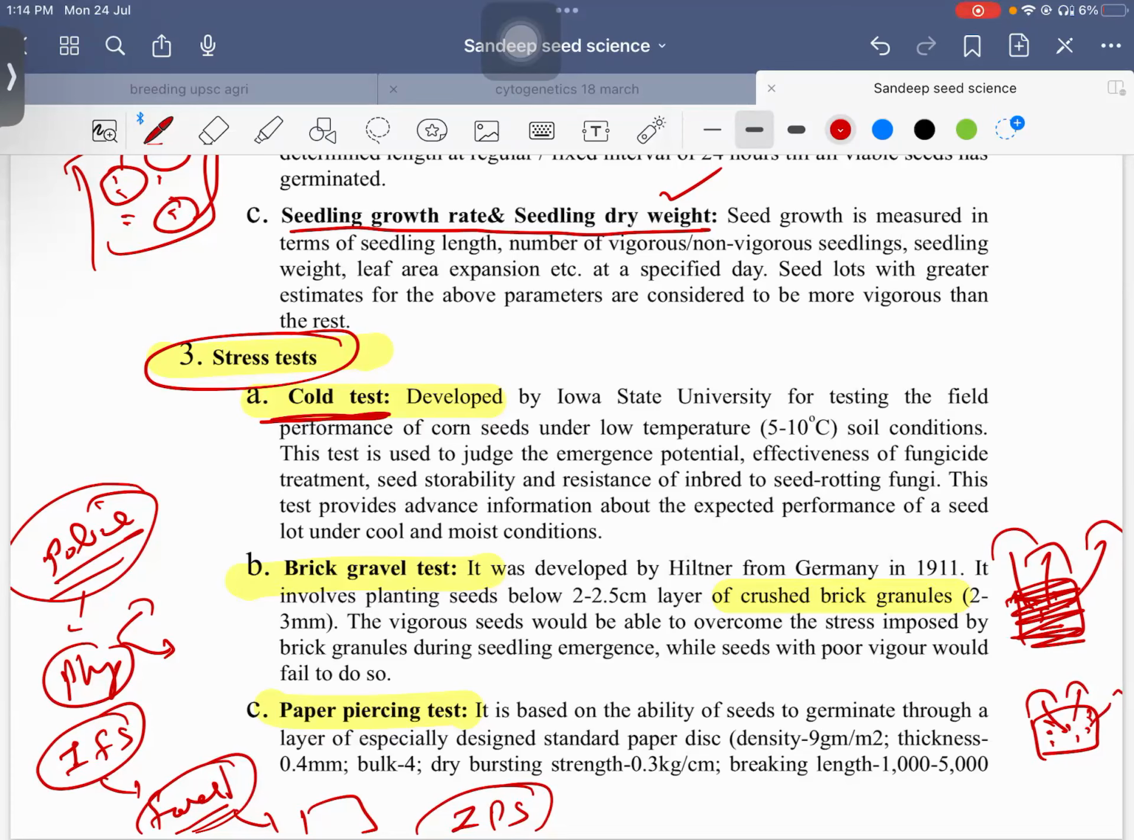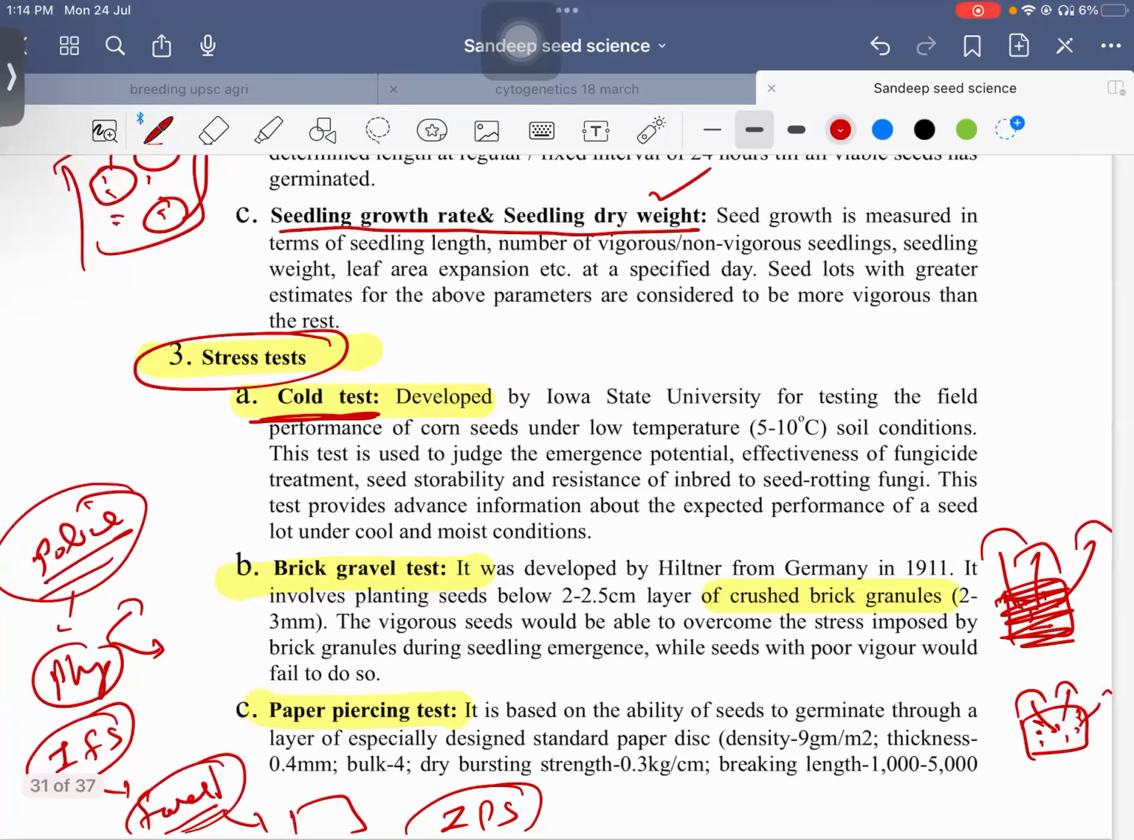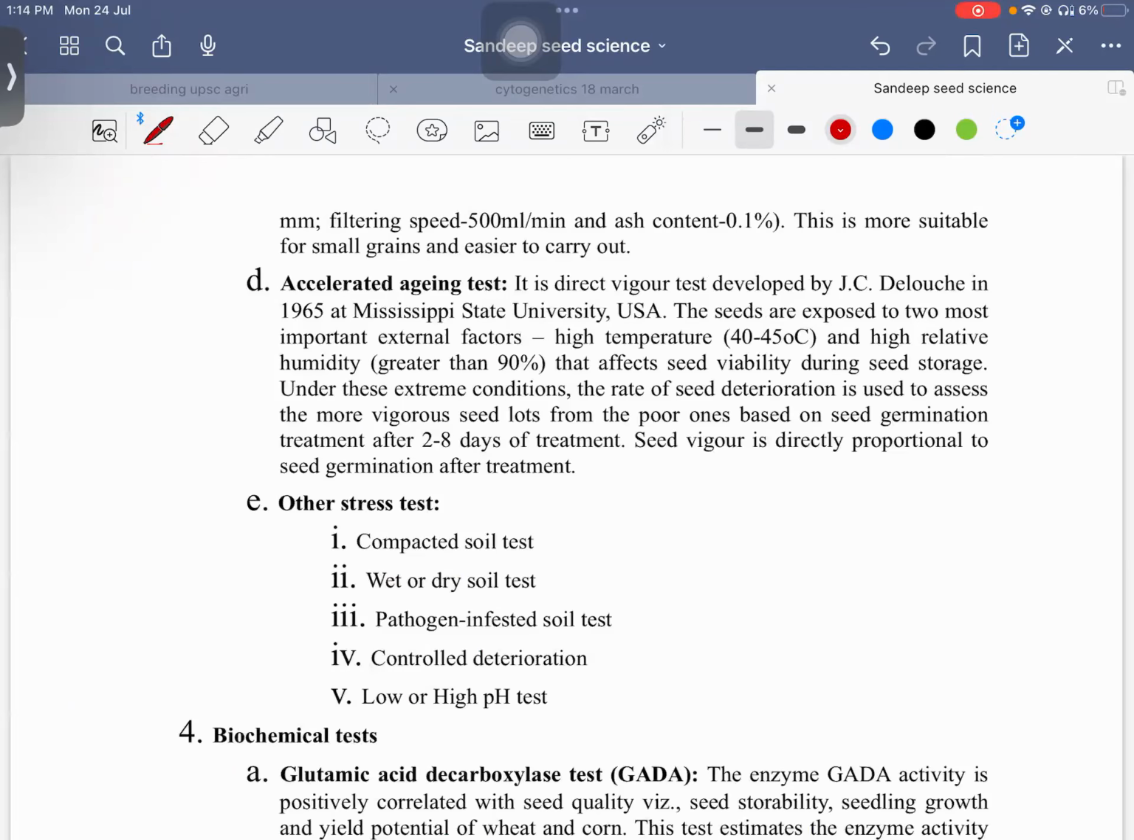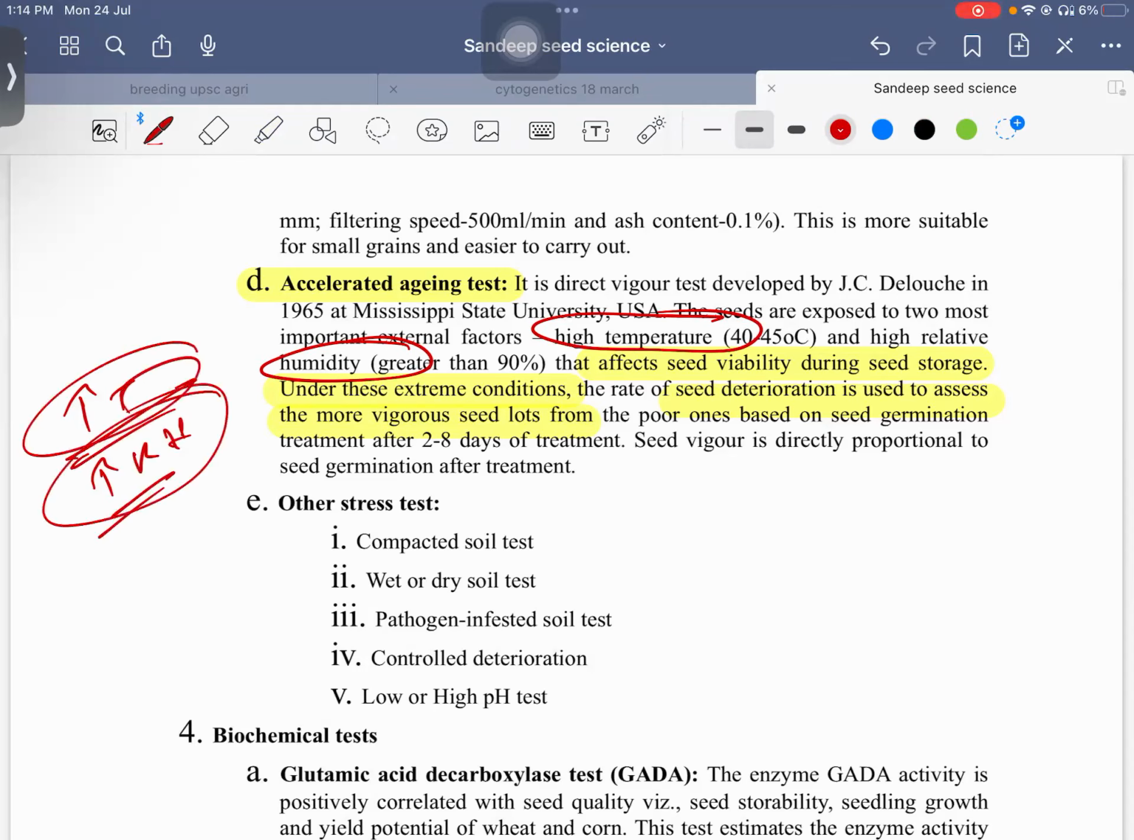Then we also have the accelerated aging test. In this test, under extreme conditions, we try to germinate the seeds, and the rate of seed deterioration is used to know which seed deteriorates first. Here we are exposing them to high temperature and high RH, which is not good for seeds, so they will age and start to deteriorate. Based on that, out of 5 seeds, we will see which is deteriorating first.